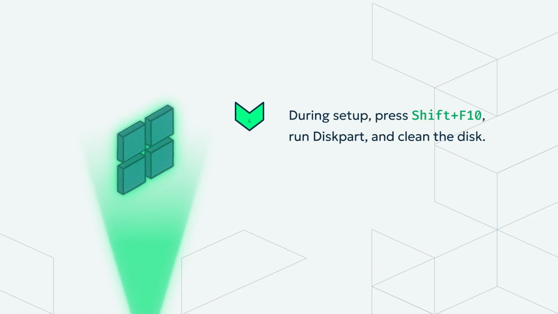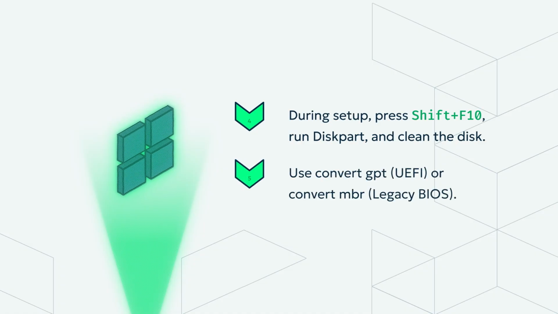Next, during setup, open Command Prompt with Shift plus F10, run Diskpart, and clean the target disk. Then use Convert GPT for UEFI systems or Convert MBR for legacy BIOS systems to match your firmware mode. This resets the drive and eliminates partition conflicts.